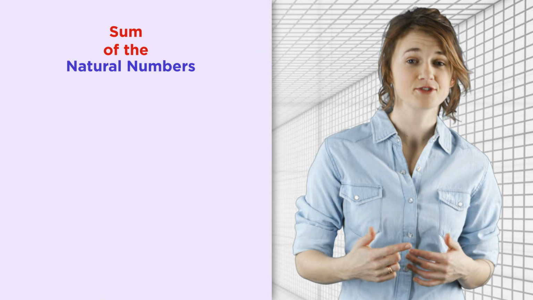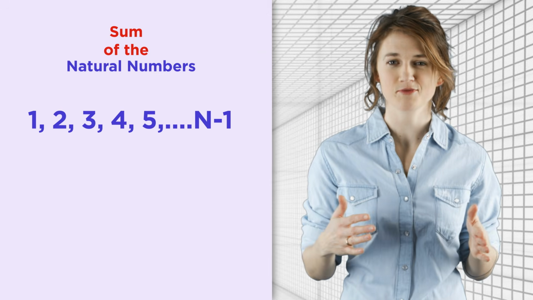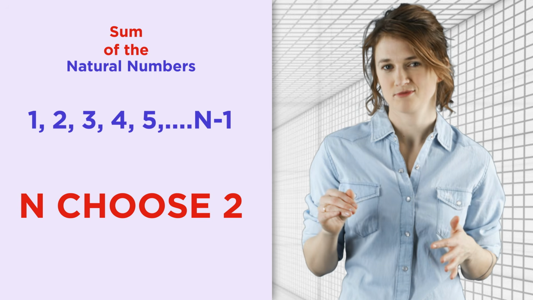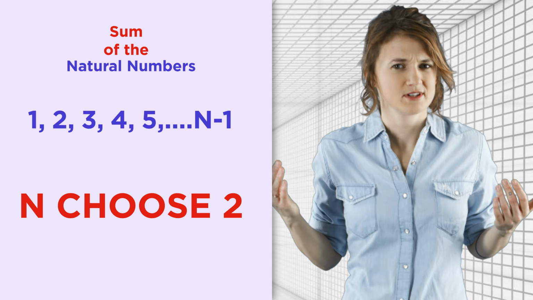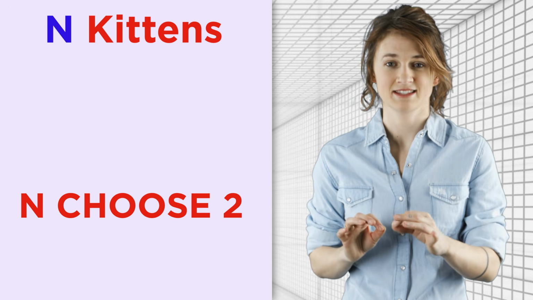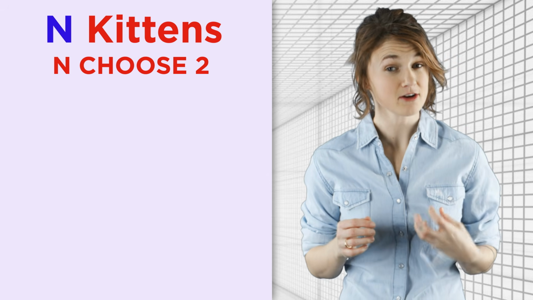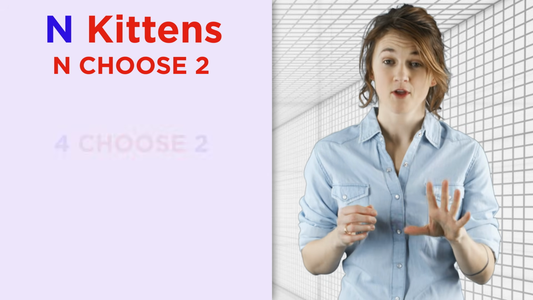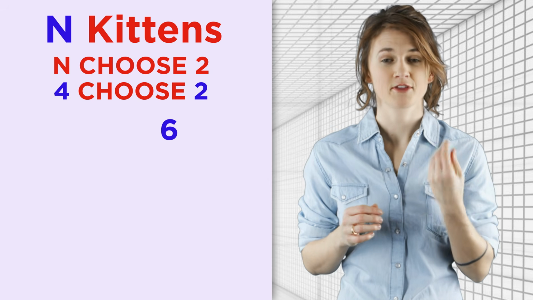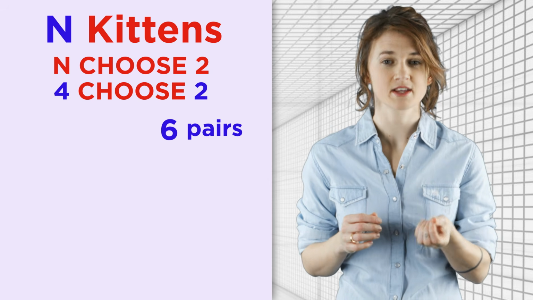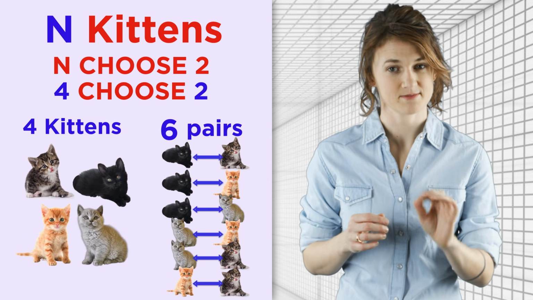Speaking of bijections, here's another great math fact that can be proved using a bijection. The sum of the natural numbers from 1 to n-1 is n choose 2. What do I mean by n choose 2? If there are n kittens, then there are n choose 2 ways to select a pair of kittens. For example, 4 choose 2 is 6. There are 6 distinct pairs selected from 4 kittens.